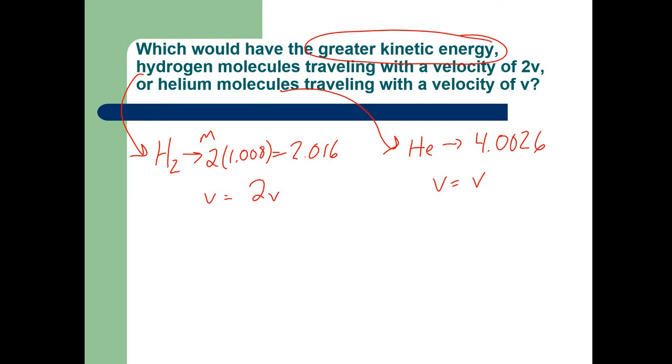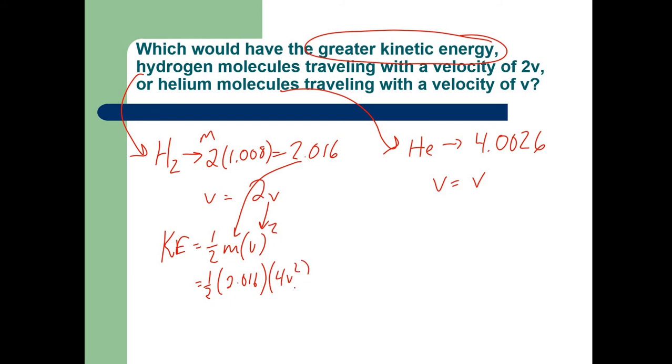So now you've got to do a little algebra. It's not hard. Remember the equation? Kinetic energy equals 1/2 mass times velocity squared, right? So we're going to put that in there, and we're going to get an answer. So if I put that in, I'm going to get 1/2 times 2.016 times 2 squared, which is 4. V squared is V squared. So that 2 will cancel with that, leaving 2. I'm basically 2 timesing it.